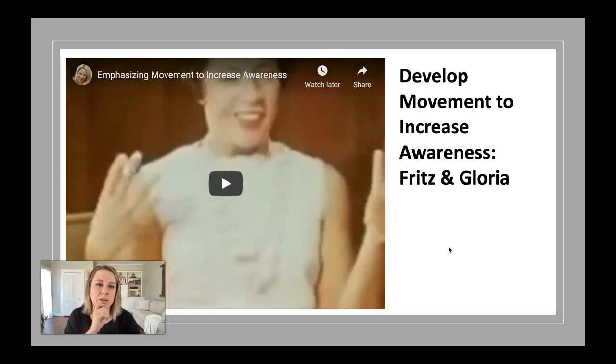Yeah, so another way to increase the client's awareness is to invite them to develop or exaggerate a movement that they're doing. Sometimes our right brains know something and are trying to communicate it without words. And when the movement is repeated over and over again, integration occurs. The client gains verbal language for what the right brain already knew. So let's watch this between Fritz and Gloria.